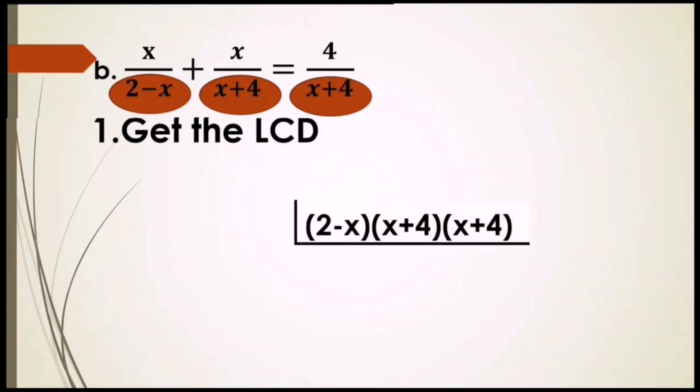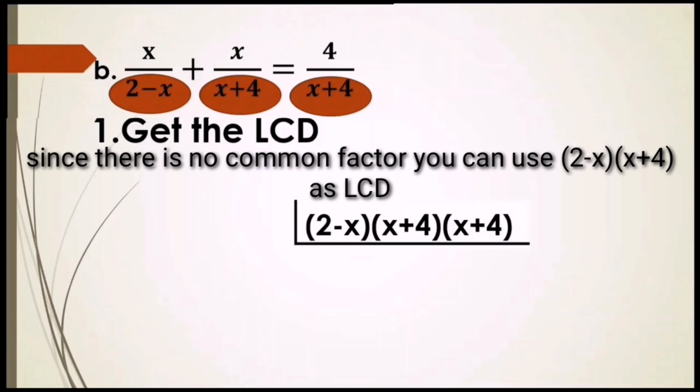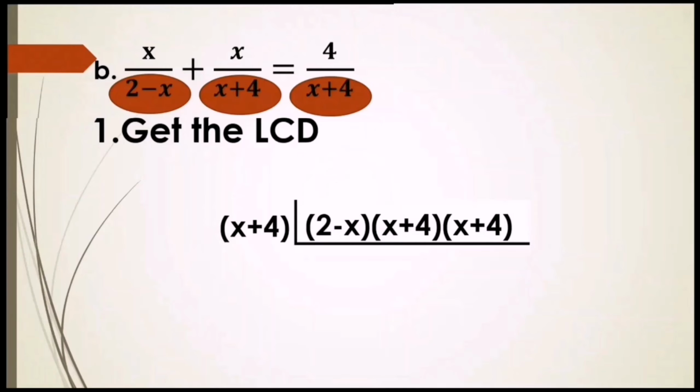Use the decomposition method. But in this case, since this is a binomial, it will be different. Okay? So what you will do is just copy which binomial you're going to divide. Say for example, I choose x plus 4. So we are going to divide them by x plus 4. Let us try. So 2 minus x divided by x plus 4. If we can't divide it, just bring it down.